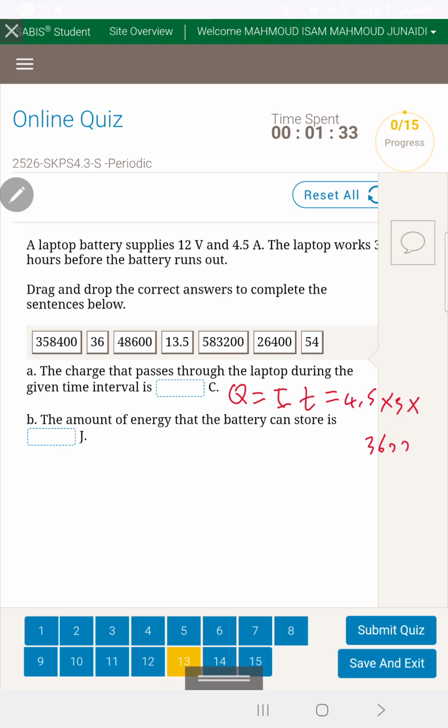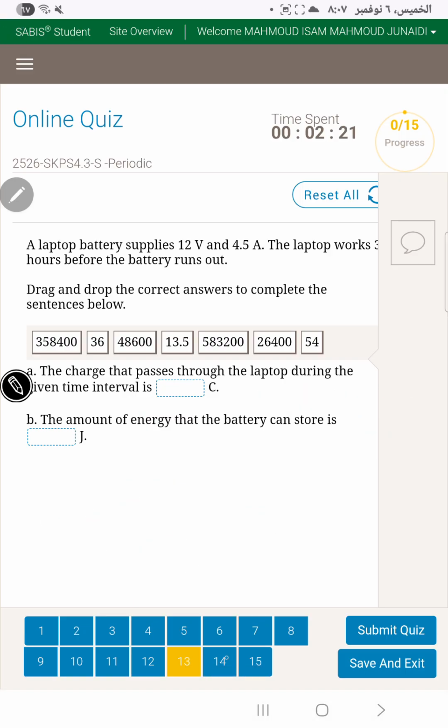The amount of energy that the battery can store, W is equal to QV. So Q is what we got here. Let's calculate it. That was 48,600. So 48,600 times the voltage, which is 12. Multiply them and get the answer.